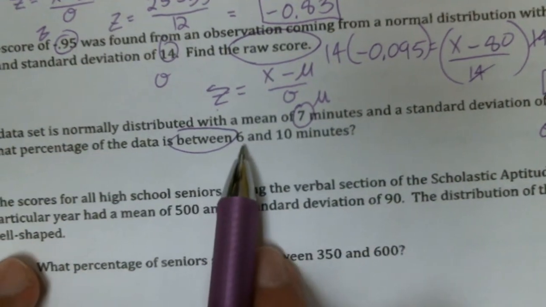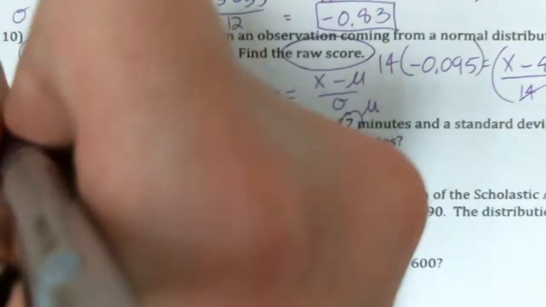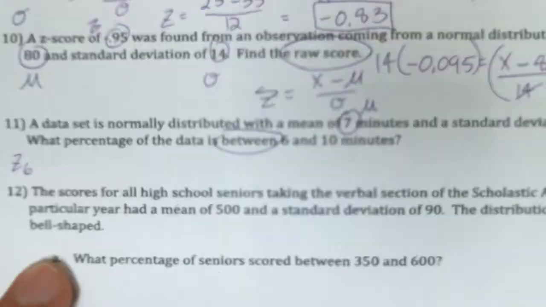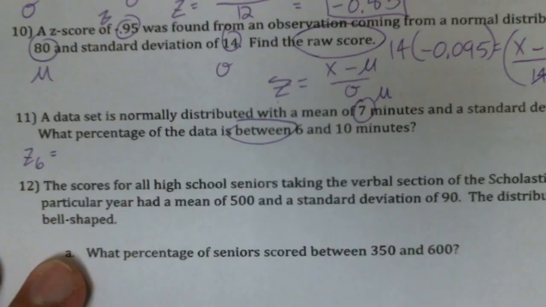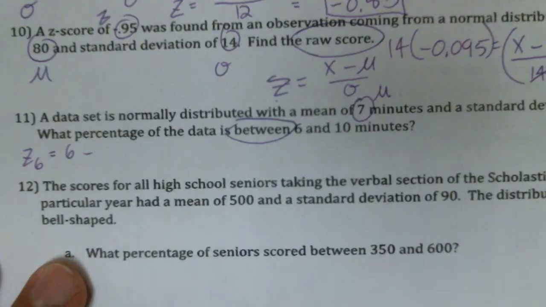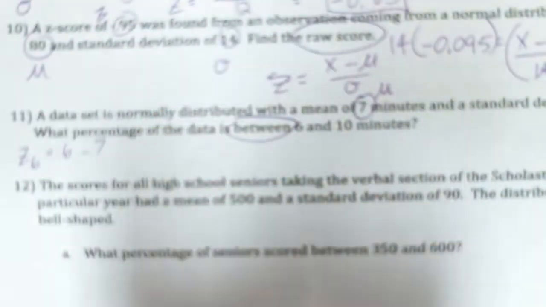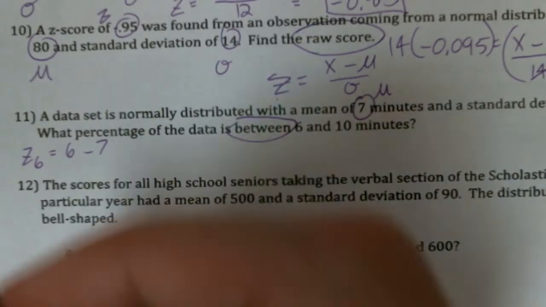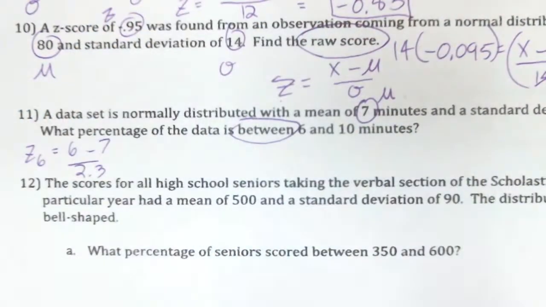Okay, so I need to get the z-score for 6. The z-score for a raw data value of 6 is going to be equal to that raw data value minus the average, which was 7, and then we're going to divide that by the standard deviation, which is 2.3. That comes out to be a z-score of negative 0.43.